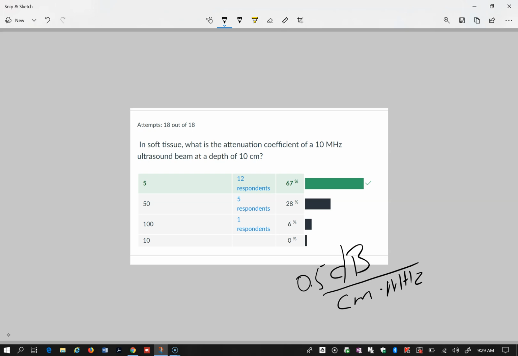The frequency is 10 megahertz. And as the book says, you multiply that by 0.5, or divide by 2, which is 5 decibels per centimeter. And that is the answer to what is the coefficient of attenuation. This is straight from the book.